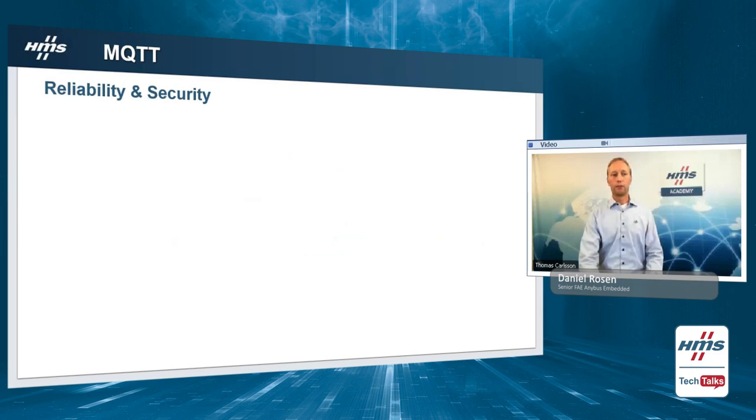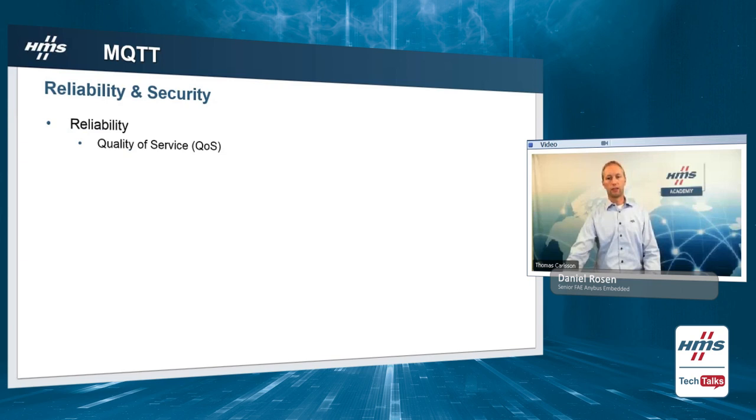Some words about reliability and security. First, reliability. What functionality do we have to make sure that the specific data value reaches its target? So there is something called quality of service in MQTT, and it will make sure that the data reaches the target. There are different levels, three different levels. I will talk more in a little bit about that.